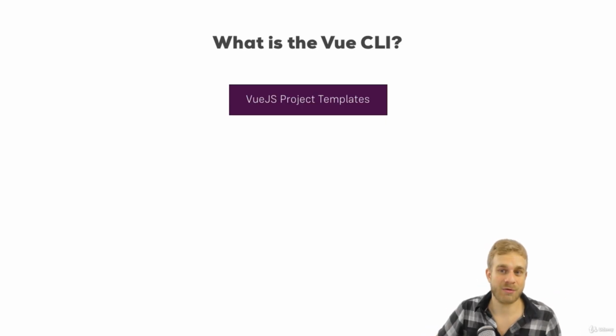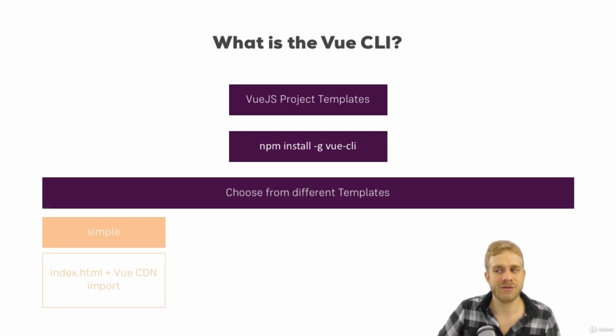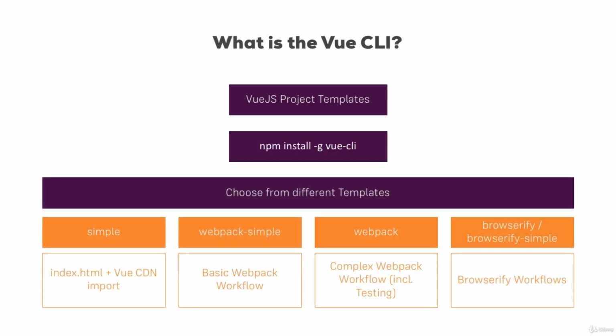We can install the Vue CLI with that command. It's very easy, and that installs it globally on our machine. On Mac, you will have to throw a sudo in front of that, on Linux too. And then we have access to a multitude of available templates. For example here, the simple template. That is basically the same we used in JSFiddle. It's an index.html file and then the script import from a CDN.